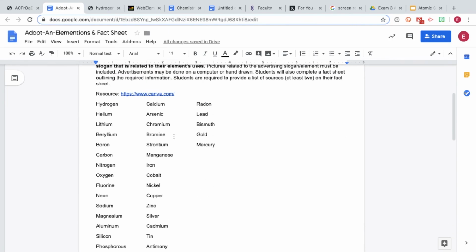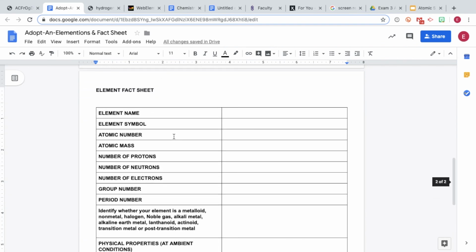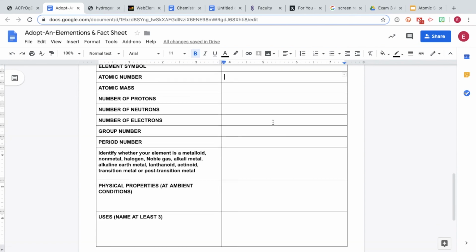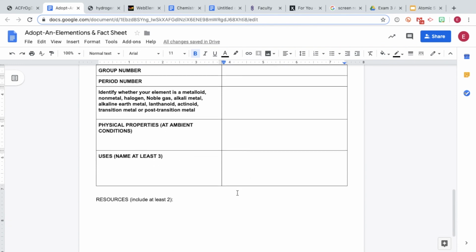So in your advertisement, if you look down here on the second page or the back sheet, it does have a fact sheet. This is going to be a good guide for you as you're creating your advertisement, so you just follow through and include the name, the symbol, the number, and so on. At the bottom, just make sure you include which resources you are going to be using in your research as you're looking up all of these things for your element.